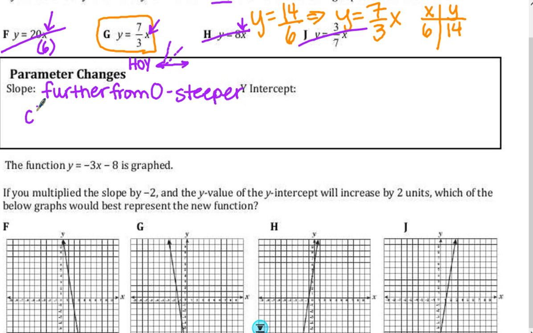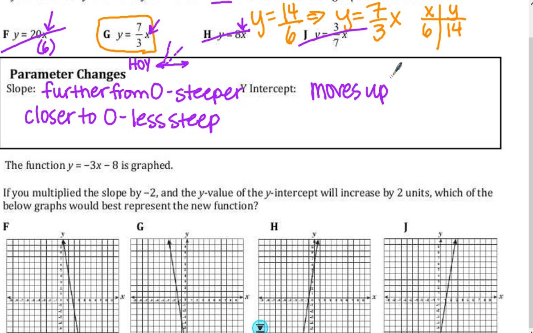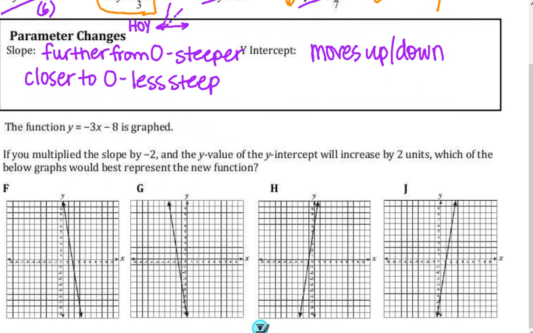And then the closer to 0, the less steep our graph is going to get. So again, always think about that zero slope. That's a horizontal line. The further we're getting from that, the larger our number is going to be. The closer we get to zero, the less steep it will be. And then our y-intercept talks about how we move up and down our y-axis. So we'll see things like if I have a y-intercept at -10 and I increase it by 2 units, where will I be? Let's see one that looks like that. So in this first one, the function y equals -3x minus 8 is graphed.